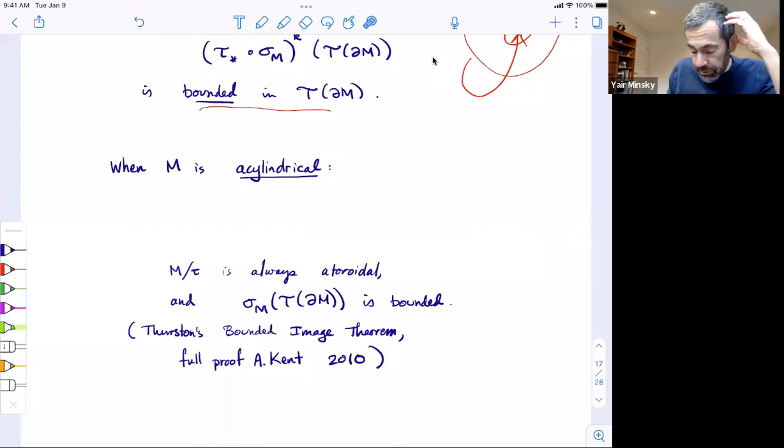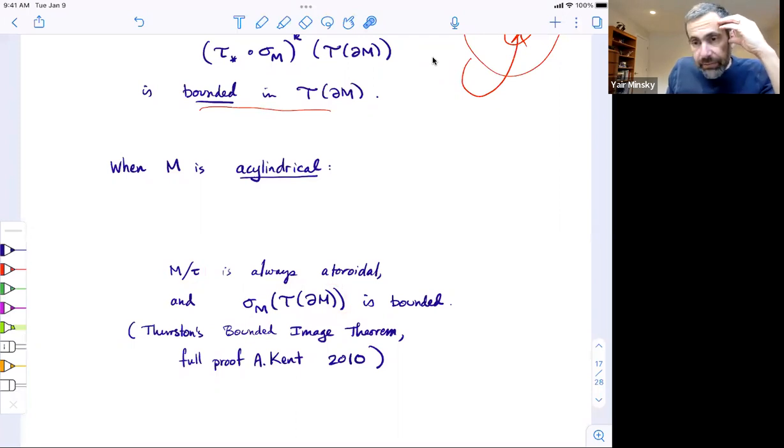So the quotient is always atoroidal, and therefore there should always be a fixed point. And what Thurston proved in that case is that already after applying the skinning map itself, without tau being involved, the skinning map already has bounded image. This is what's usually called Thurston's bounded image theorem.